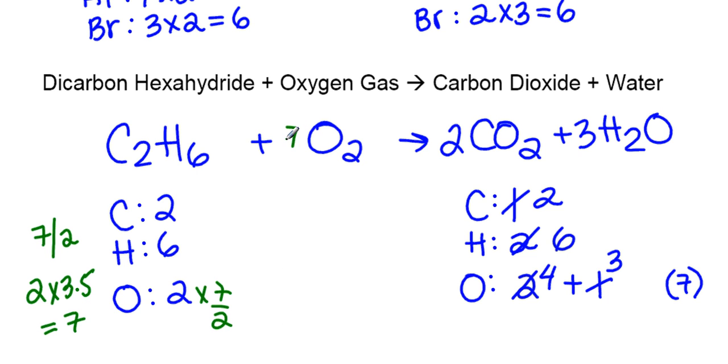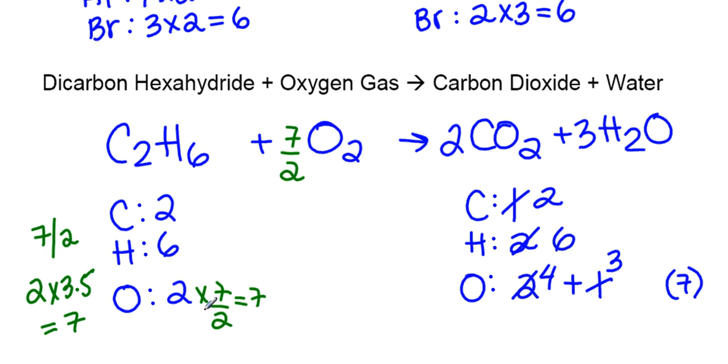If I put 7 over 2 here, the way that it would work is 7 times 2 is 14, divided by 2 would be 7. That would give me 7 on both sides.